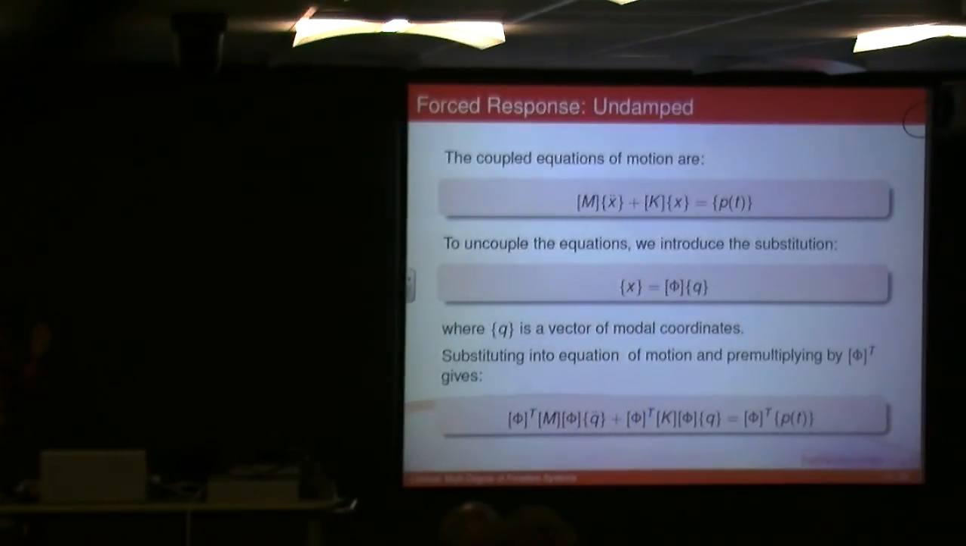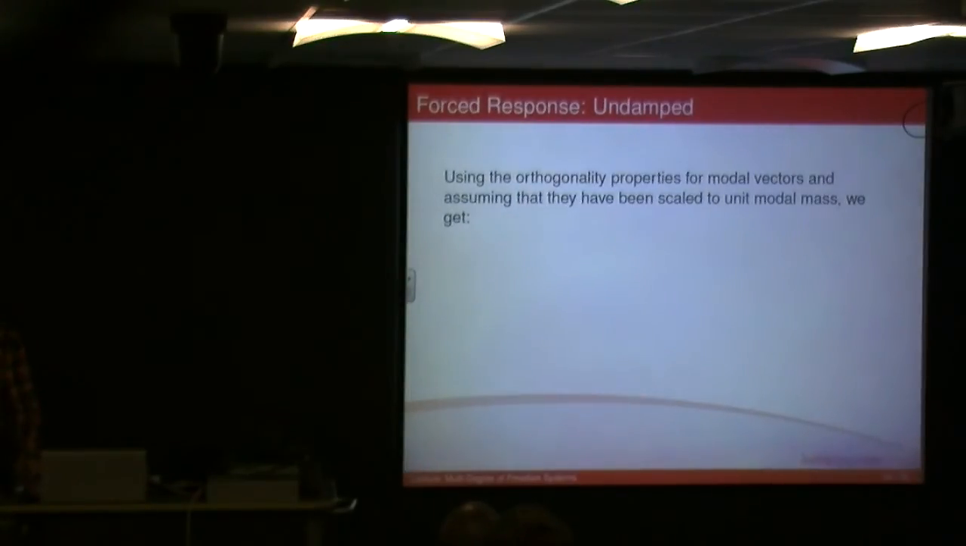And like I said, because MR and KR are diagonal matrices, they are uncoupled. And so we've gone from a process where we had n coupled equations, which are very hard to solve, to n uncoupled equations, which are all easy to solve. That's the beauty of modal analysis.